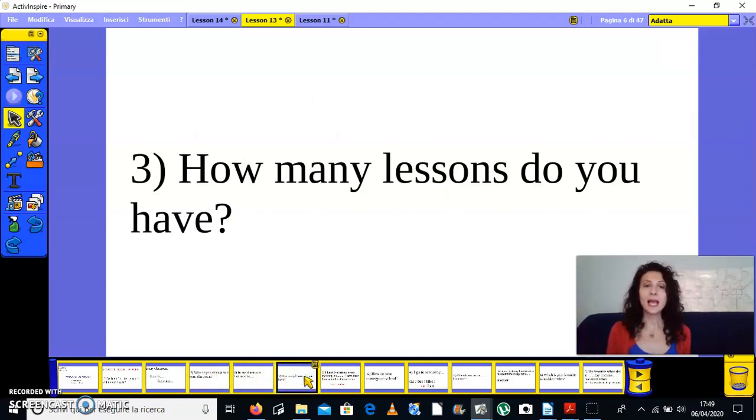Let's move on to question number three. How many lessons do you have? With how many, you have to answer with a number. But this can be quite difficult. Let's consider lessons like hours. So every morning you have 5 lessons, okay? But there is one afternoon where you have the long day, as we call it. You have lessons in the afternoon too. So I suggest you answer in the morning. I usually have 5 lessons, but on Thursdays, I have 3 lessons in the afternoon too. You could say this.